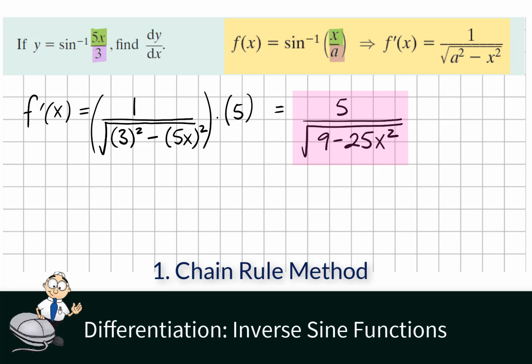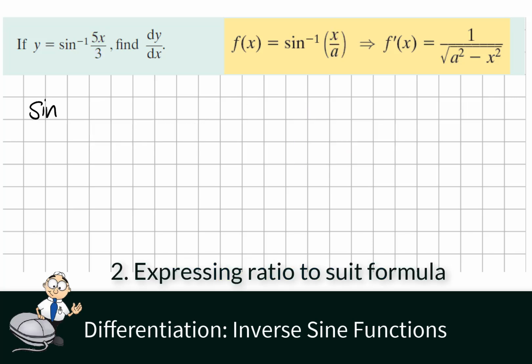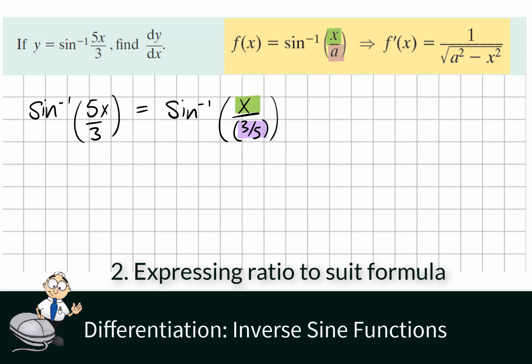There is a second approach we could take with this example though. We could manipulate the ratio given here so it looks like x over a. Now x being multiplied by 5 over 3 is the same as x being divided by 3 over 5. And now it looks more like the original formula. So x is just x and a is 3 over 5, or 3/5.